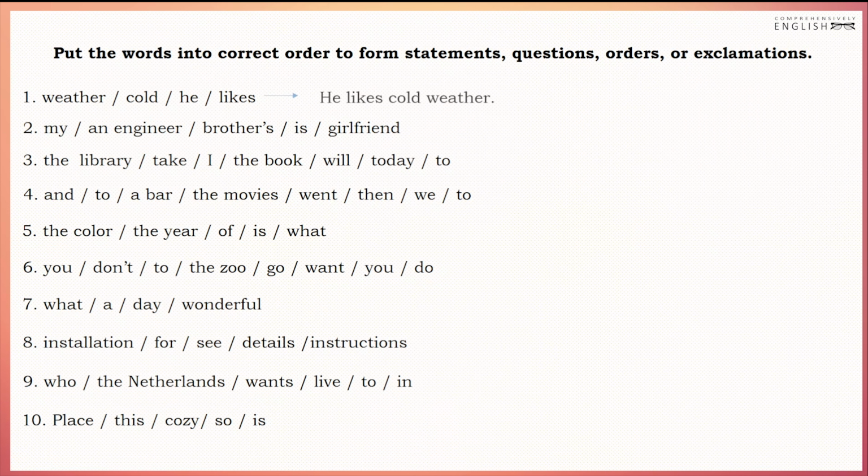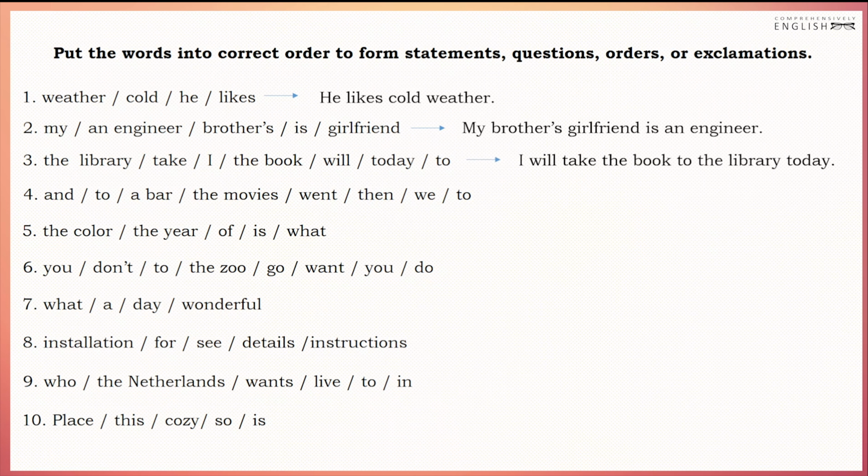Weather cold he likes. He likes cold weather. This is a statement. The subject is he, likes is the verb, cold weather is the object. The canonical SVO word order. Number 2. My, an engineer, brother's is girlfriend. My brother's girlfriend is an engineer. The same. The library take I, the book will today too. I will take the book to the library. We have the subject, I; will take is the verb, the book is the object, and to the library is an adverbial modifier.